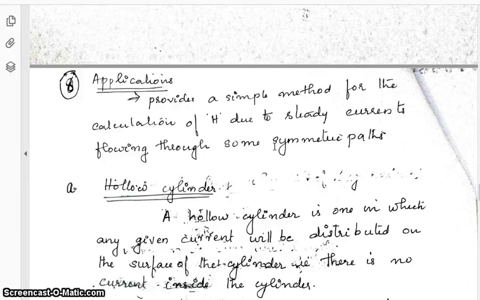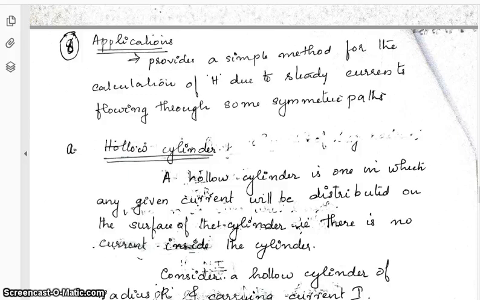Next we will see the applications of Ampere circuit law. Okay. So Ampere circuit law is applicable for symmetric paths. The analogy of Ampere circuit law in electric field was Gauss law. There also I told you the surface should be symmetric and also closed. Right. Here the path through which the current is flowing should be symmetric.